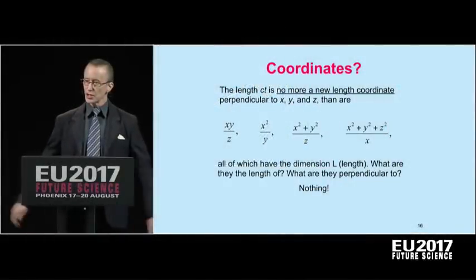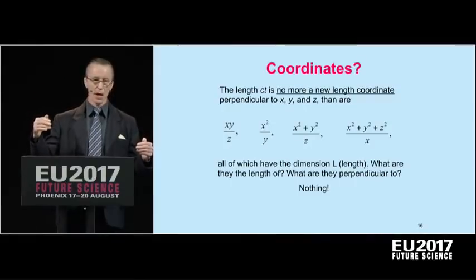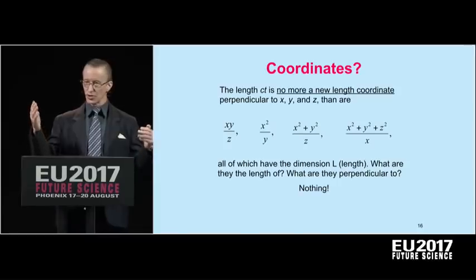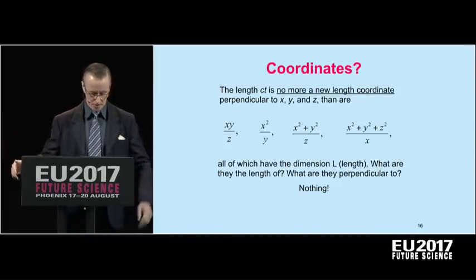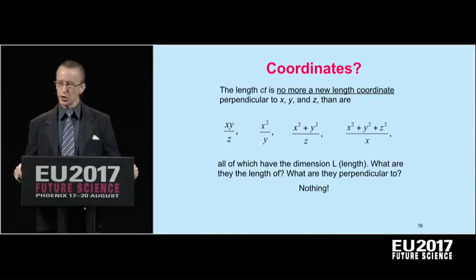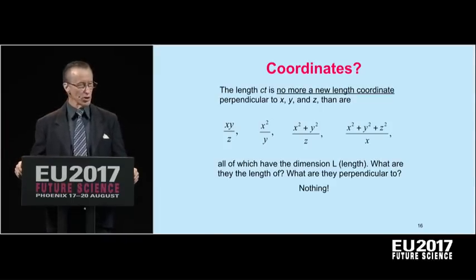The length ct, well, what is its units? Or rather, what is its dimension? It's speed times time. So speed is length divided by time, and then we multiply that by time. Well, t cancels out. One's in the numerator, one's in the denominator, and we're left with length, obviously. So just because you've got length out of some quantity doesn't mean that you've got a new dimension.